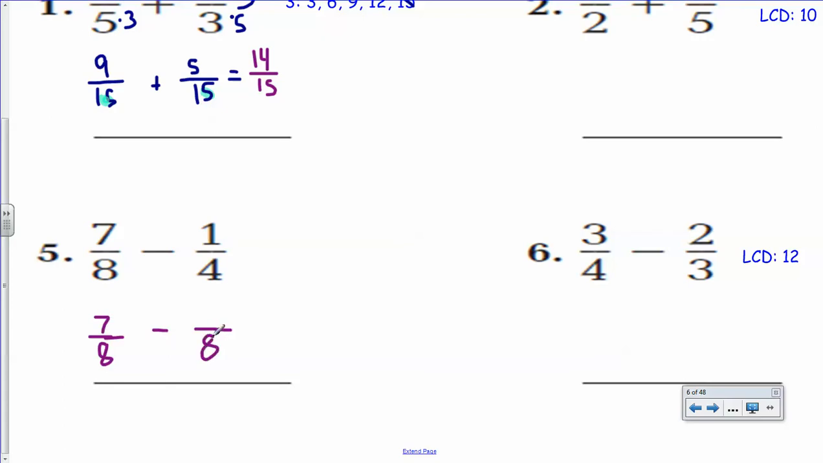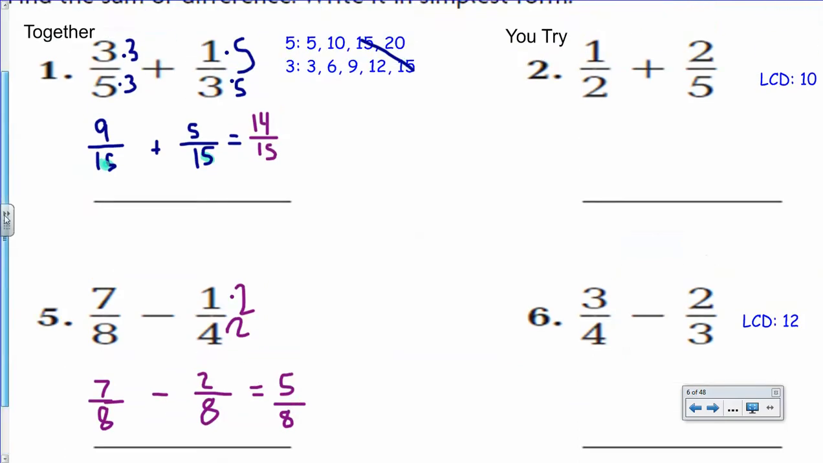How did I get from 4 to 8? I multiplied by 2. So what do I have to do to my numerator? Multiply by 2. So now I have 7/8 minus 2/8. So 7 minus 2 is 5. Denominator is 8. That cannot be simplified.